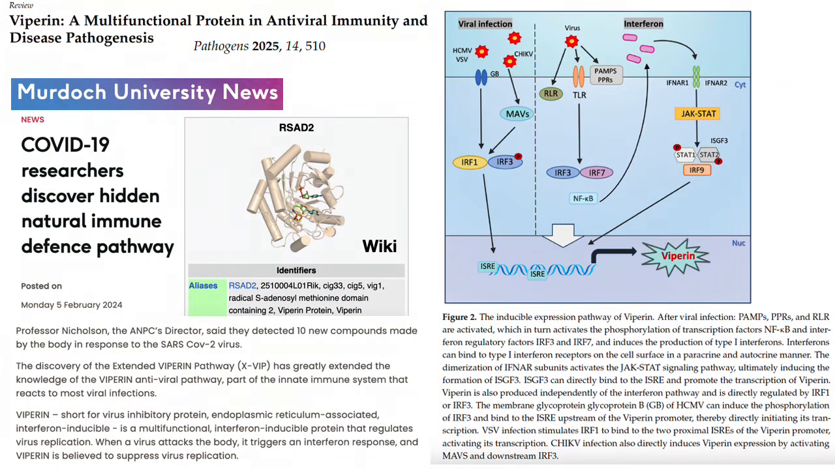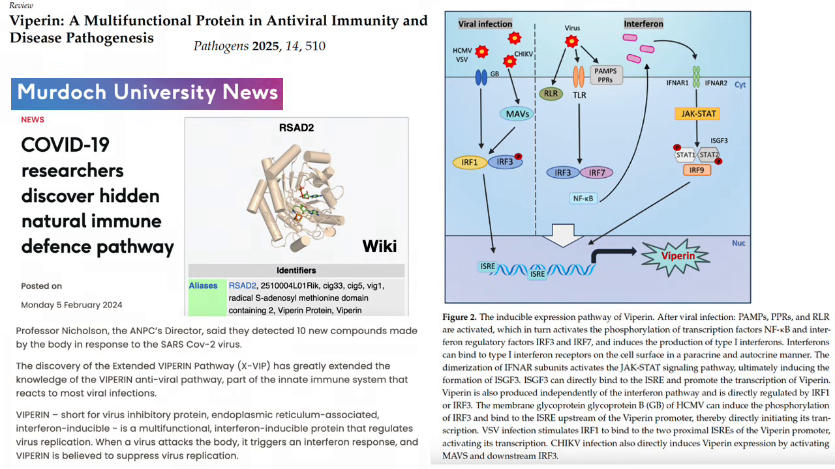First, a review from 2025. Viperin, a multifunctional protein in antiviral immunity and disease pathogenesis. And a news report from February 2024, Murdoch University News in Australia. COVID-19 researchers discover hidden natural immune defense pathway.